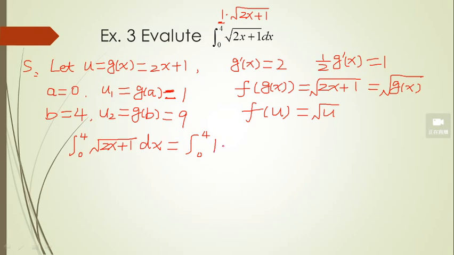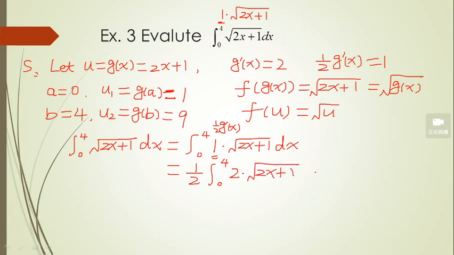And you can take this 1 as 1 times 2x plus 1, because this 1 indicates some relation between 1 and g prime. So we can write it as 1/2 g prime. What is my g prime? My g prime is 2. So I can move the 1/2 outside, and this is g prime times f(g(x)) dx.